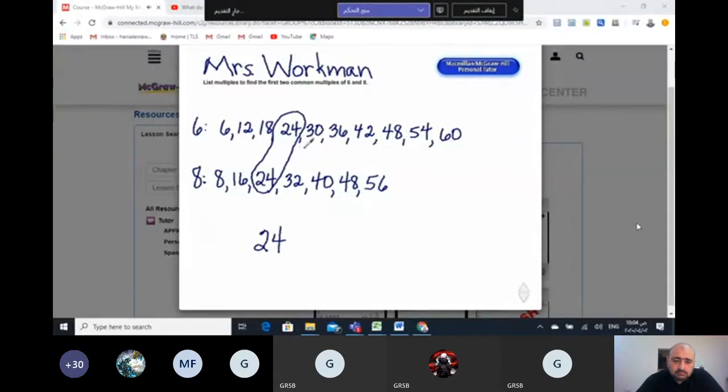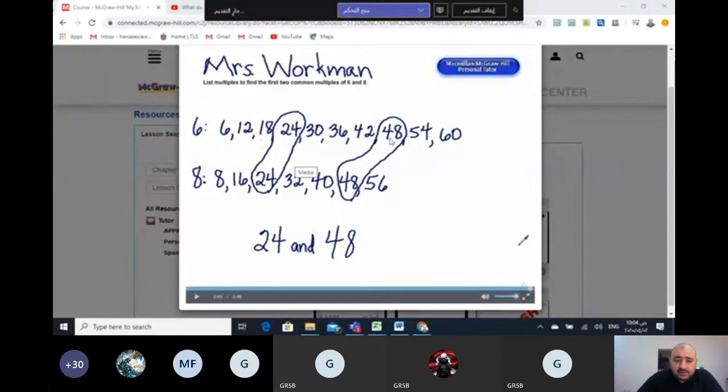I continue there, and I go across, and I see that 48 is another common multiple. I was asked to find the first 2 common multiples of 6 and 8, so they would be 24 and 48.